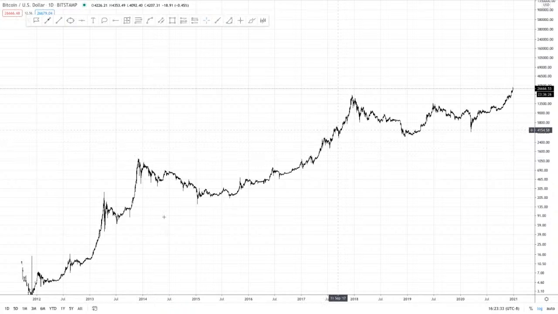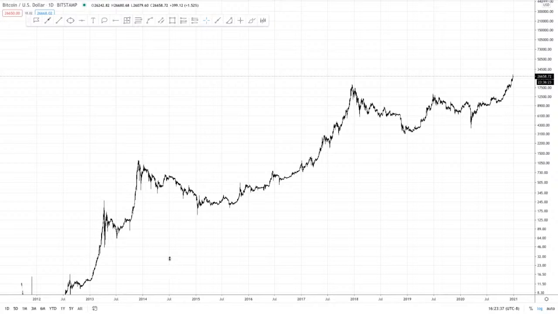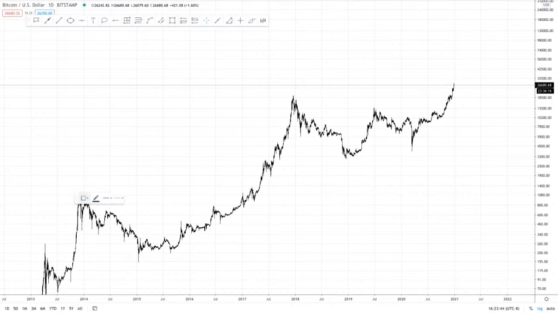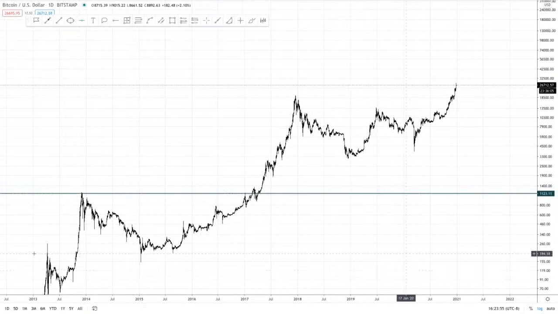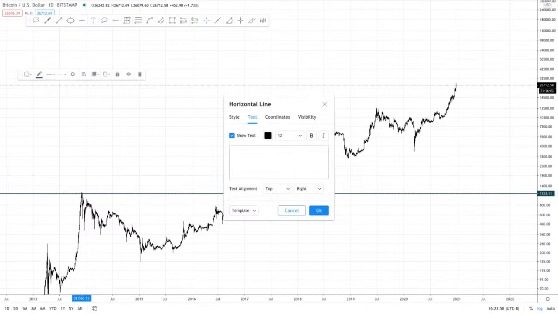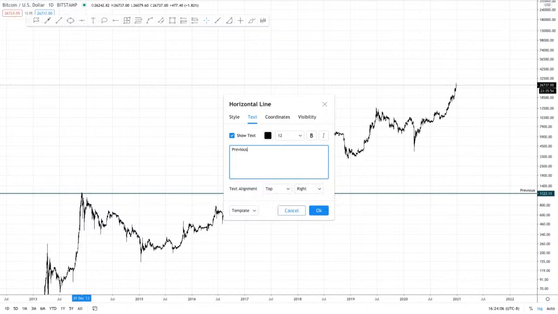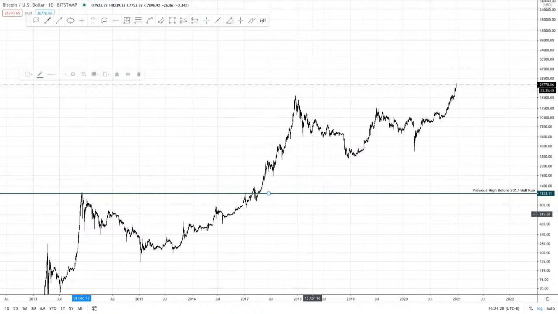So a bull run happens when we break a previous all-time high. So we had a bull run in 2017 to 20K, and the previous high for that bull run was $1,100. So let's label this previous high before the 2017 bull run.